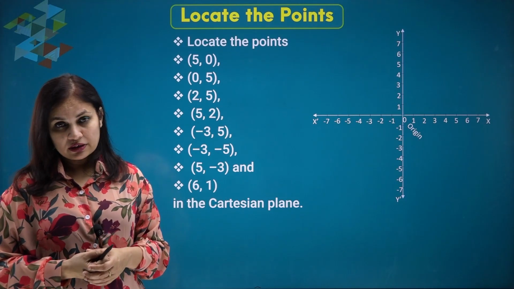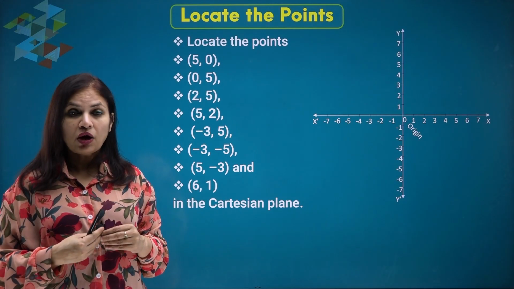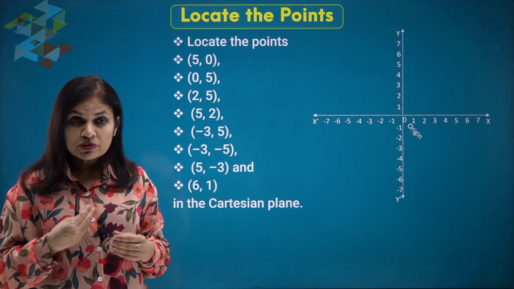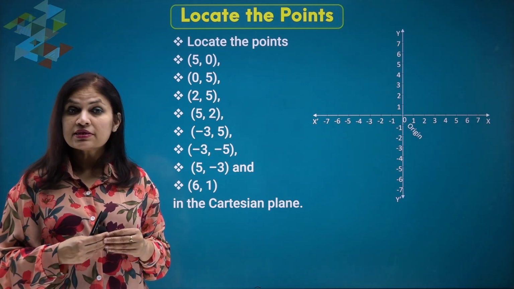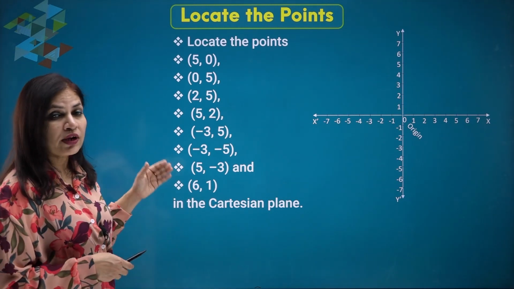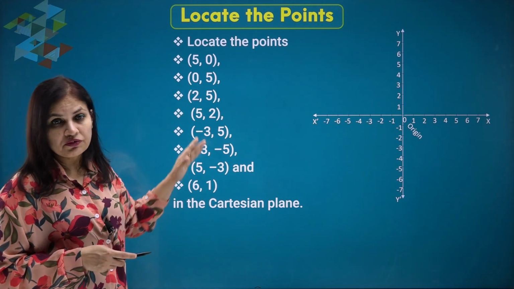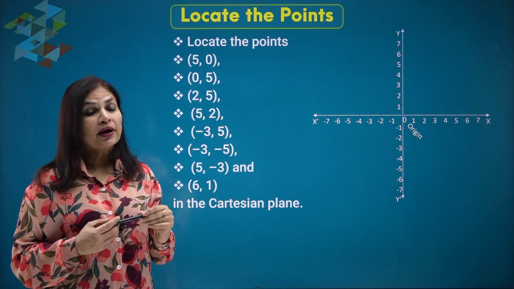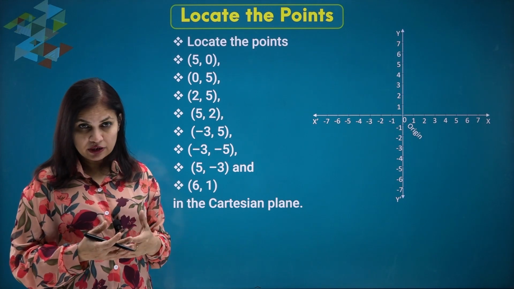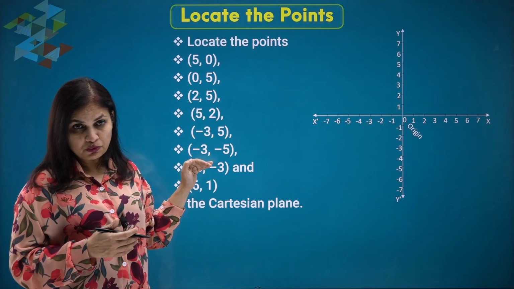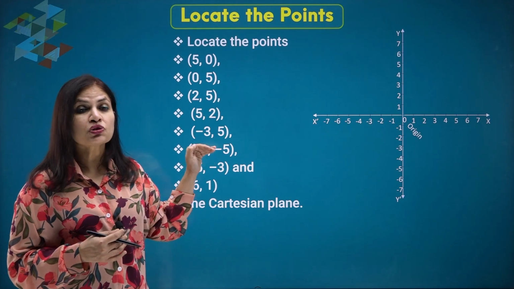With constant practice, we learn how to locate points on the Cartesian plane, but by observing the ordered pairs, we can say in which quadrant a point will lie. If you look at my screen, here is a given set of points. We need to locate them on the Cartesian plane. But I would first like you to try, just by observing these points, to say in which quadrant they will lie.